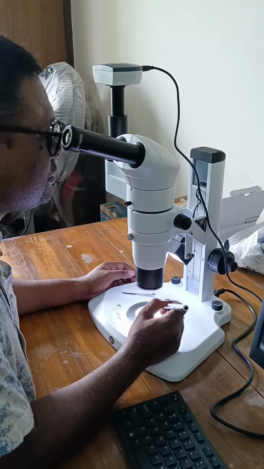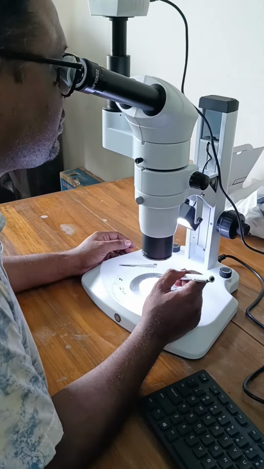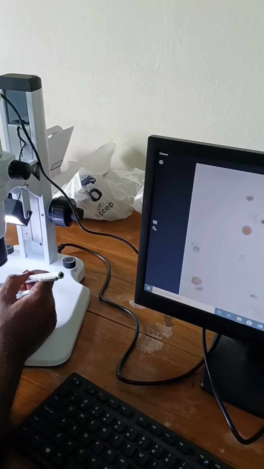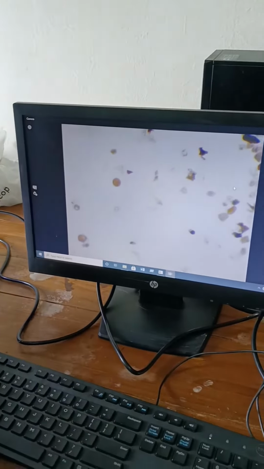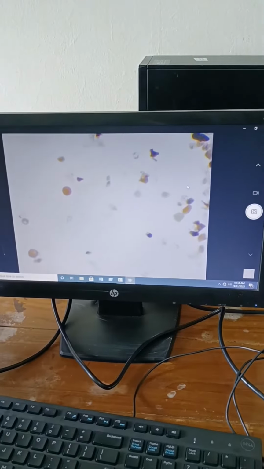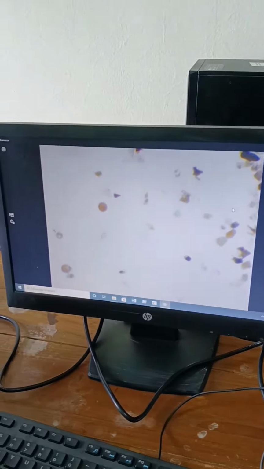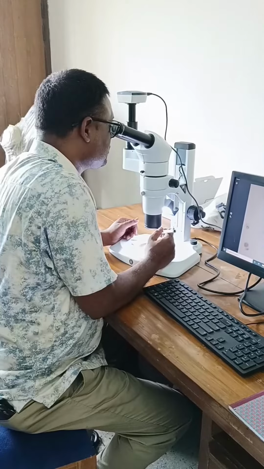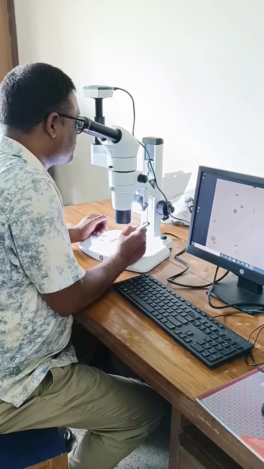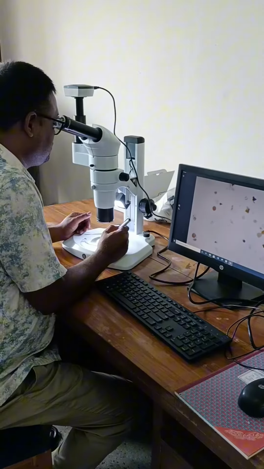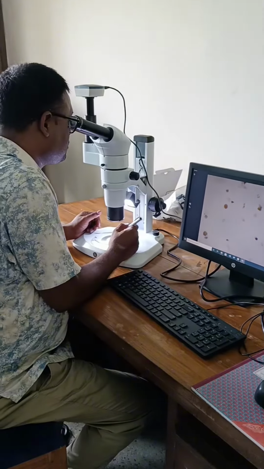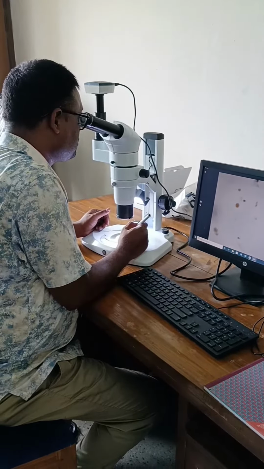First, we followed a method for the collection of spore from the soil sample. As you see on the screen, these are the mycorrhizal spore. First, we put the sample on the wash glass. Then we need to prepare a slide.